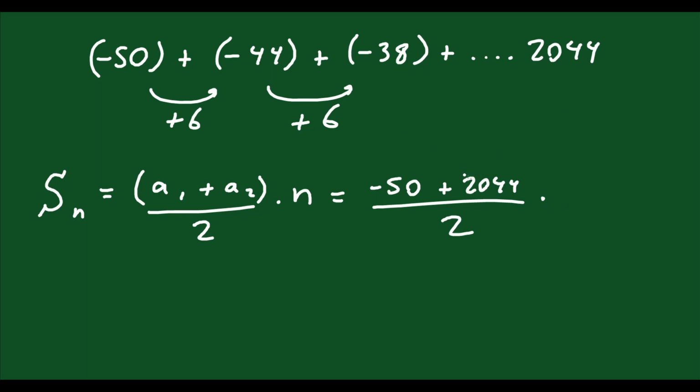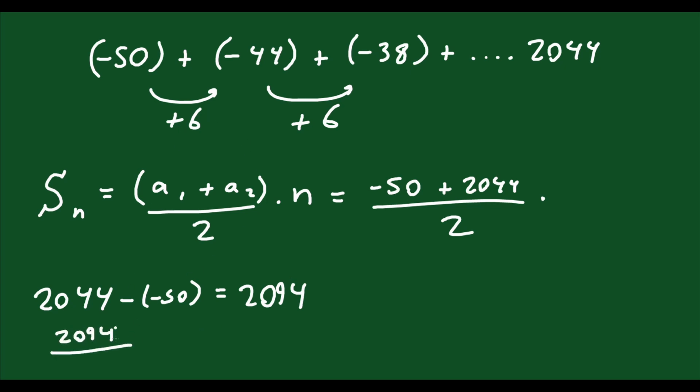Well, how many terms do we have, right? We don't actually know that right now. I can see 3 here, but then we skip a whole bunch before you get to the end. So how can I figure this out? Well, what you're going to want to do is take your last number, 2044, subtract the first number, which is negative 50. That's going to tell you the distance between the first and last number. And if you do that, you get 2094. Take that 2094 divided by the d value of 6. That's going to tell you how many times you're jumping to the next term. It's going to tell you how many terms you have, and you get 349.